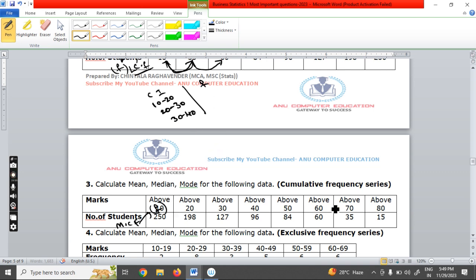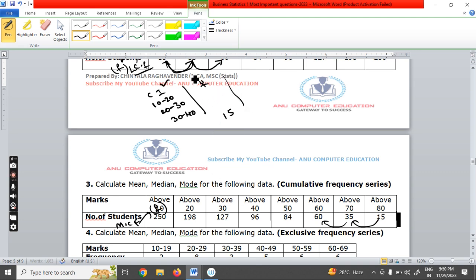First, the last frequency, whatever the frequency is there, you have to write as it is. Next, you have to subtract from the bottom here. 35 minus 15 is 20. Similarly, next we have to subtract 60 minus 35, so you'll get 25. Like this you have to calculate it. So like this you'll get the frequencies now.